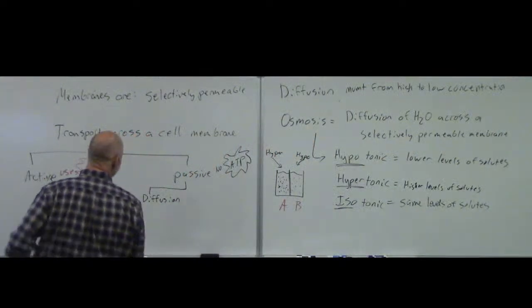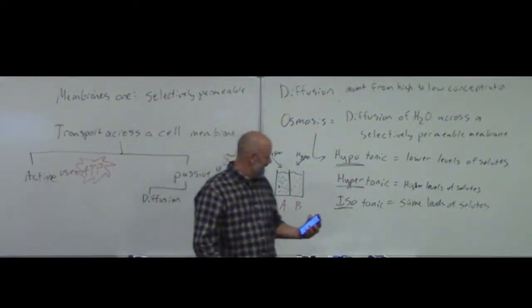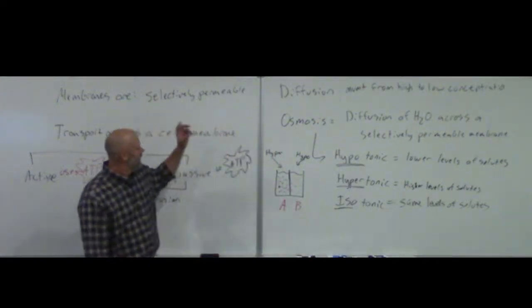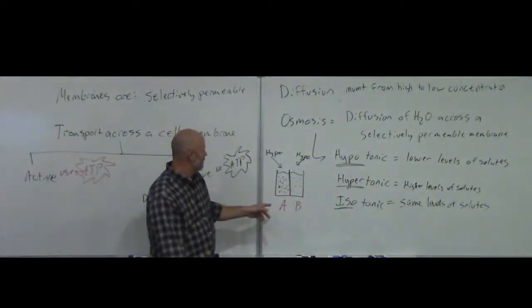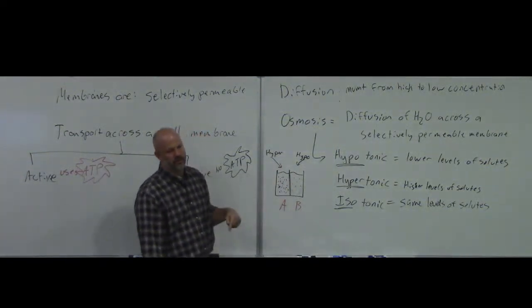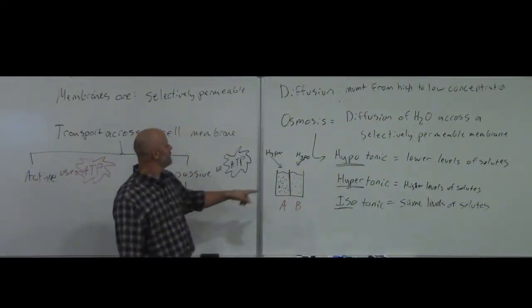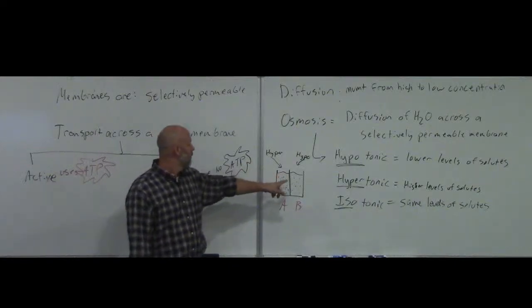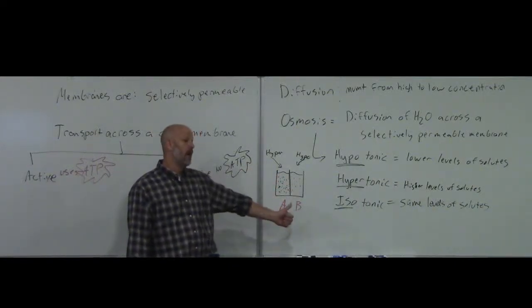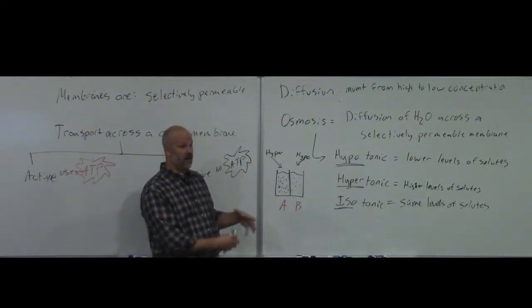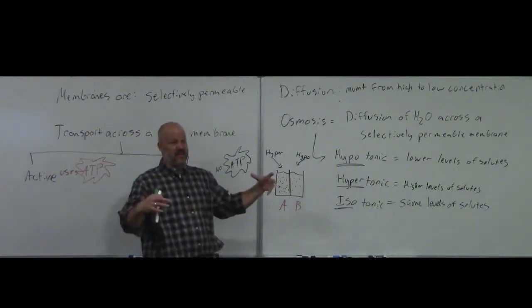So we're probably about done, huh? All right, let's finish this. Everything wants to follow its concentration gradient. But what if solutes can't move? What if, because it's selectively permeable, it's not permeable to my solutes? So the water's going to flow into the A, and it's going to expand as much as it can.